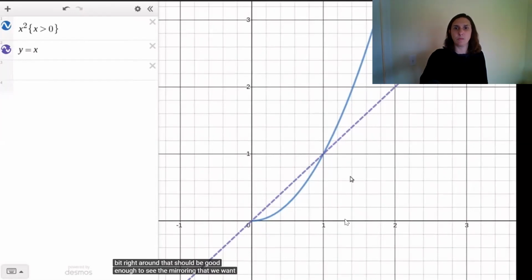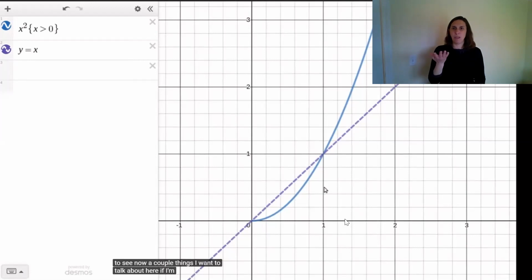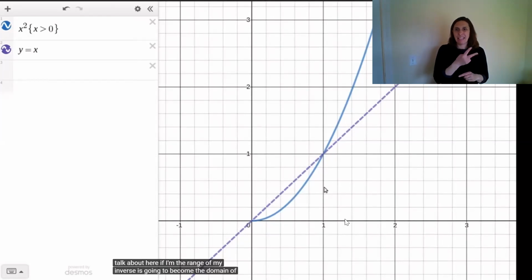Now, a couple things I want to talk about here. If the range of my inverse is going to become the domain of my function and vice versa, well, this thing has a domain from 0 to infinity. So the range of the answer is going to be 0 to infinity. So my y values will be all positive. Because this domain is all positive, my inverse should have all positive for its answers.